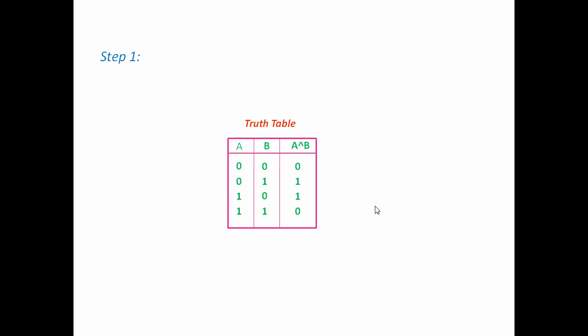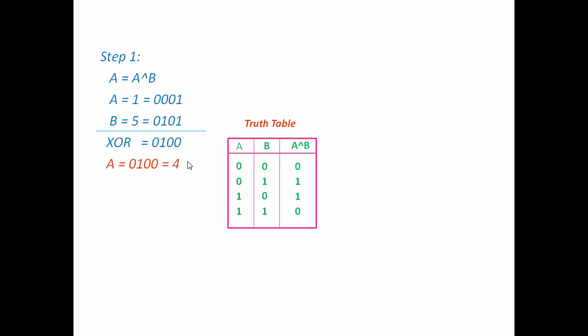In first step, we perform A exclusive OR B and store the result to A. Now we perform the bitwise exclusive OR. 1 exclusive OR 1 is 0. 0 exclusive OR 0 is 0. 0 exclusive OR 1 is 1. 0 exclusive OR 0 is 0. So we get 0100, which is equivalent to 4 in decimal. So now A holds 4 and B's value is the same, which is equal to 5.